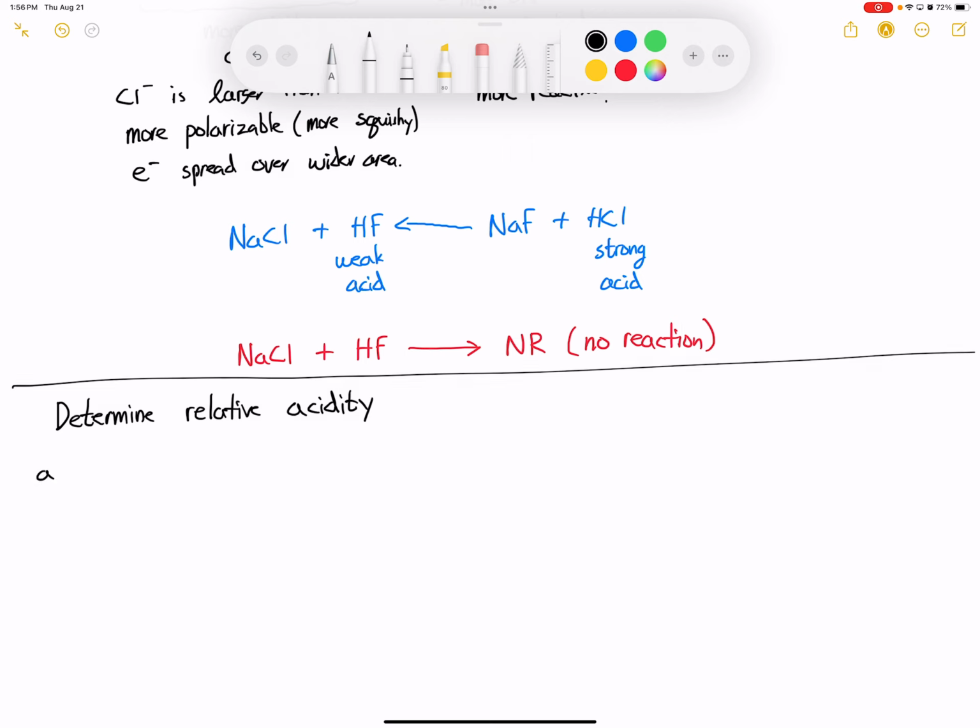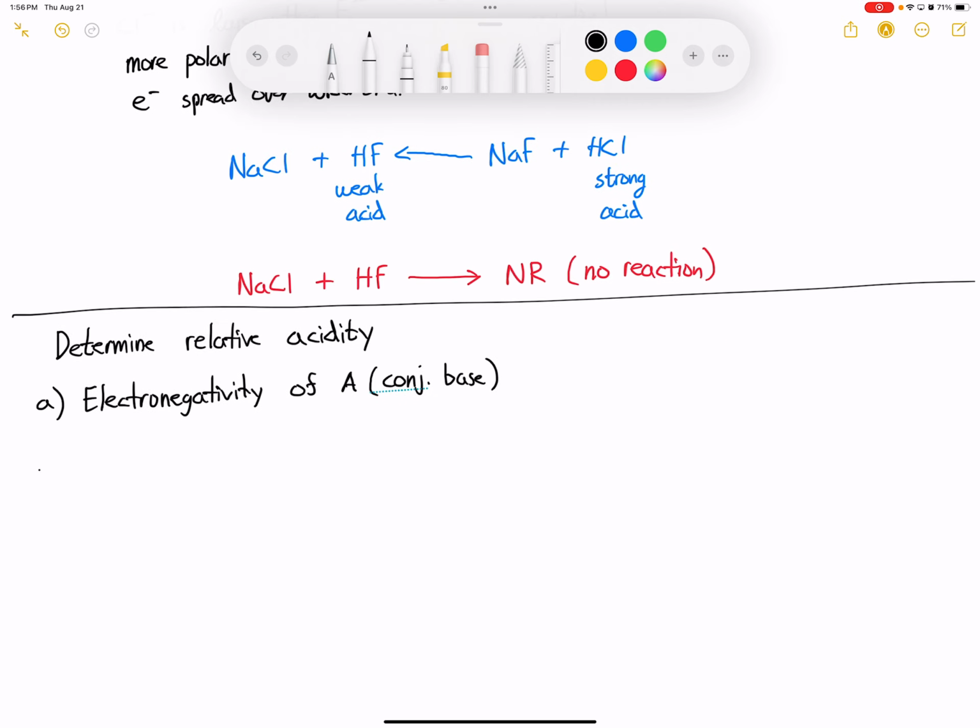One is electronegativity. So, electronegativity of A. All right, so this is a conjugate base. So I'm going to abbreviate this as A minus. All right, so let's say here I have my acid. So let's just compare carbon, nitrogen, oxygen, and fluorine. How do those hydrogen acids relate?